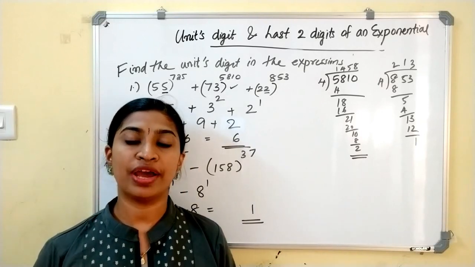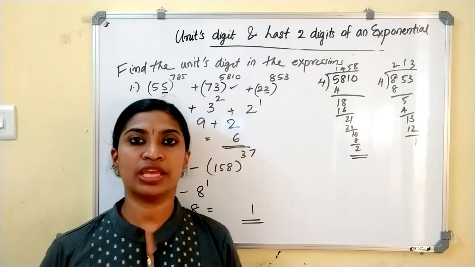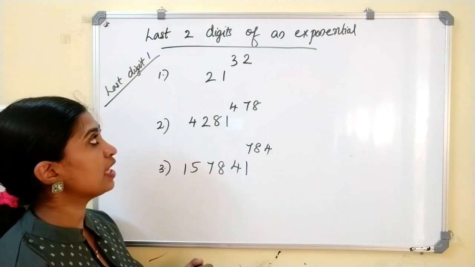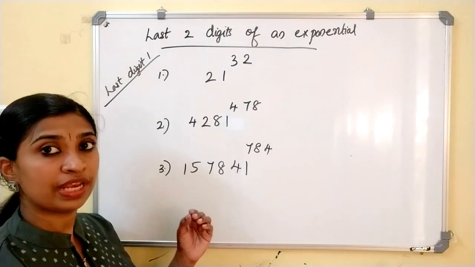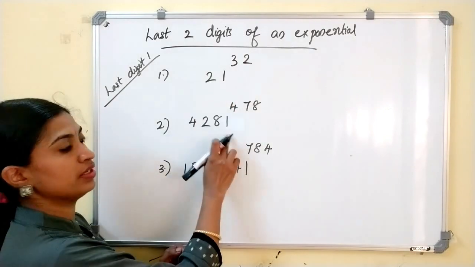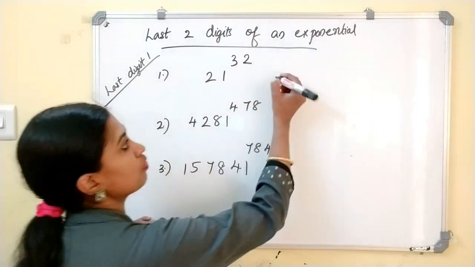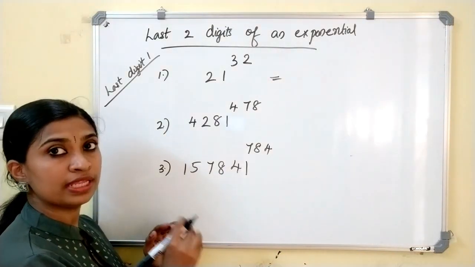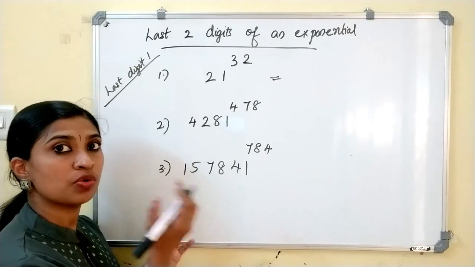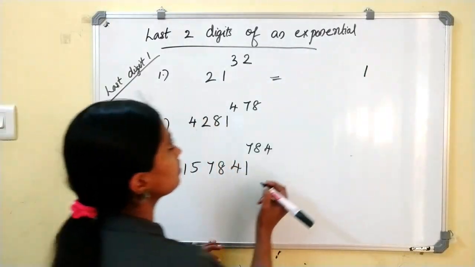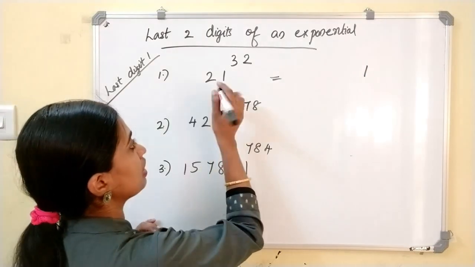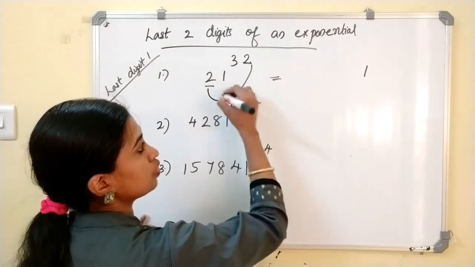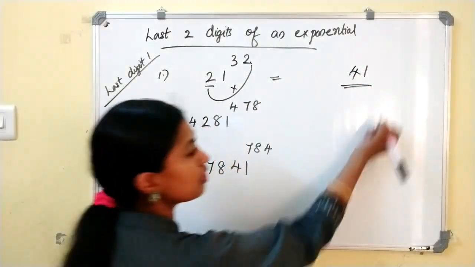Next, let us see how to find the last 2 digits of a given exponential. Now let us learn how to find the last 2 digits of an exponential of a number ending in 1. We know that if a number is ending in 1, then the unit digit of its exponential is also 1. The next digit is found by multiplying 2 into 2. So 2 into 2 is 4. The last 2 digits are 41.